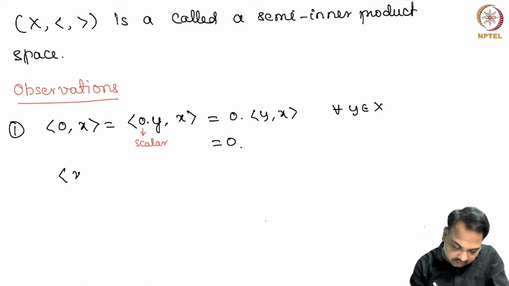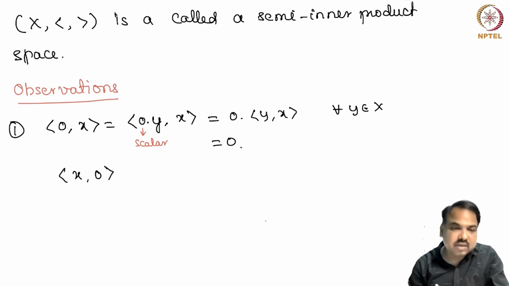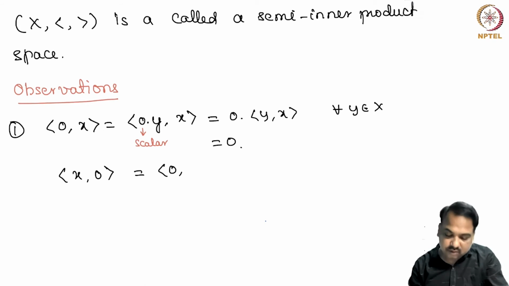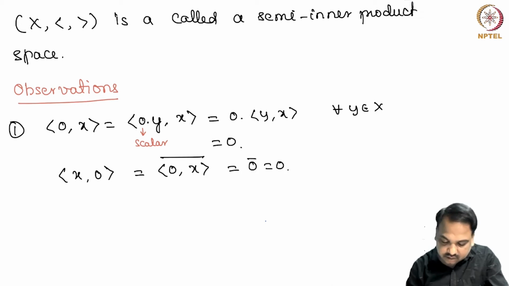Similarly, if you look at the semi-inner product of x with 0, this is nothing but the semi-inner product of 0 with x, bar, and this is nothing but 0 bar, that is 0.